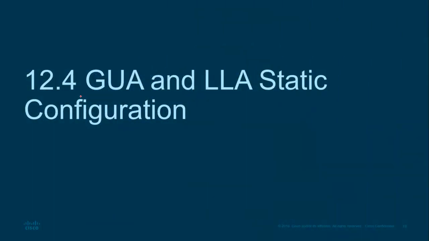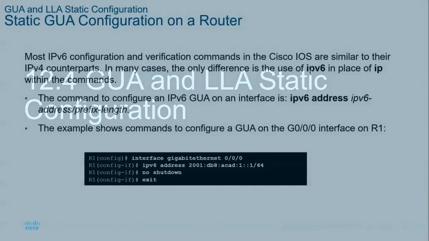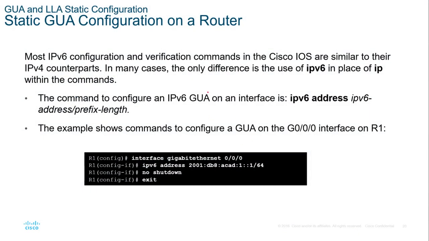So today we're going to go through global unicast address and link local address static configuration, how to configure the two addresses. Like IPv4, you have to be in global configuration mode. As you can see, this is global configuration mode, and then you call the interface. You can abbreviate it as int, then g0/0/0, and then you put the address.